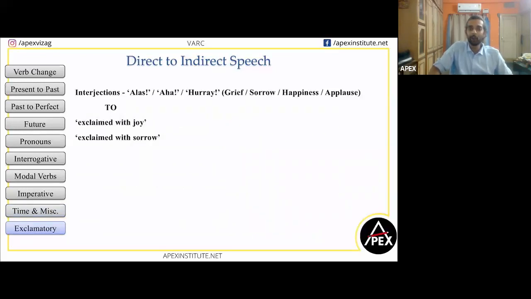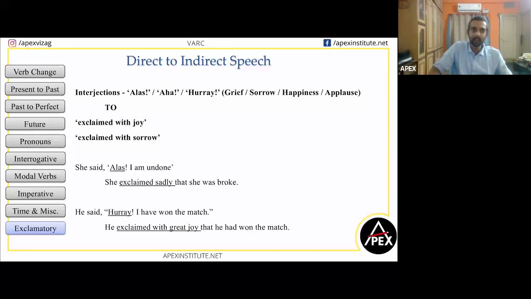Now exclamatory, obviously you know. Yes, we have interjections. These interjections are what? These are feelings, correct? These are the words that express feelings, correct? So for example, she said alas. Now alas is what? Alas is nothing but grief. It is nothing but sadness, correct? So we say she exclaimed sadly.